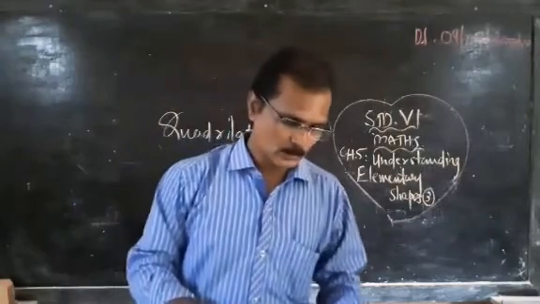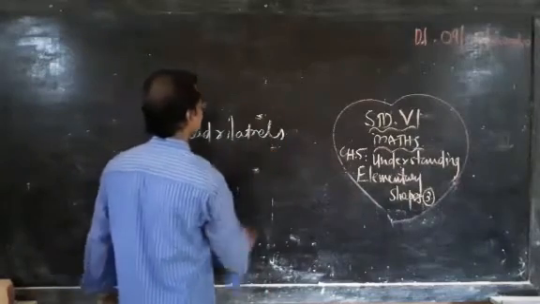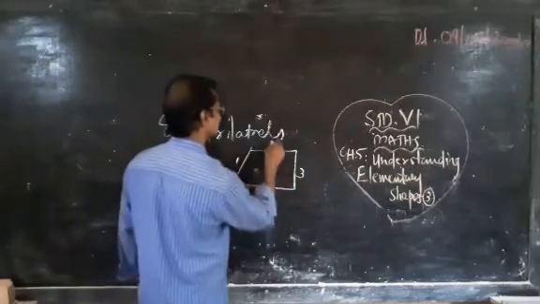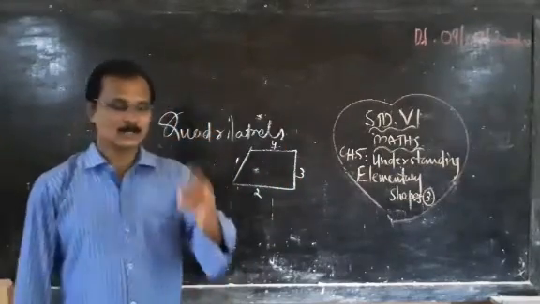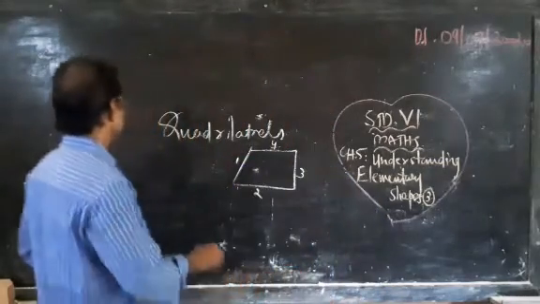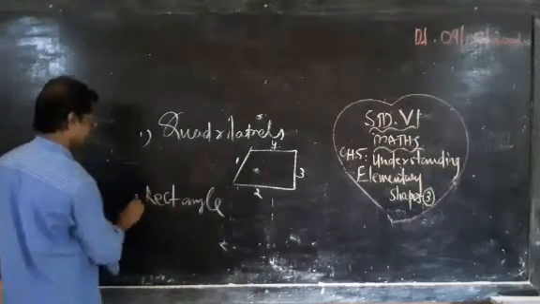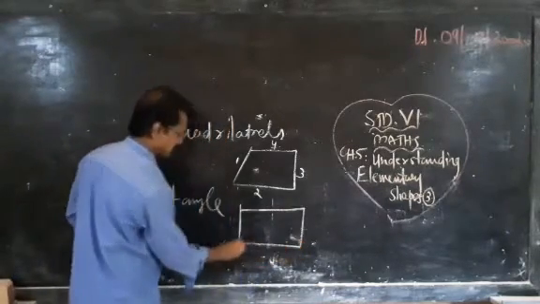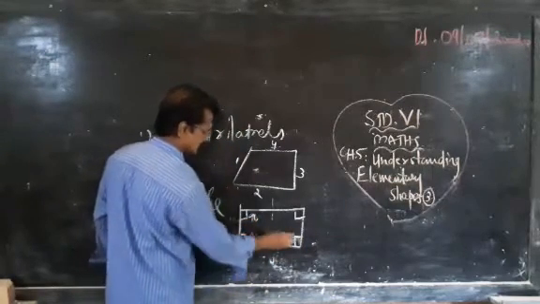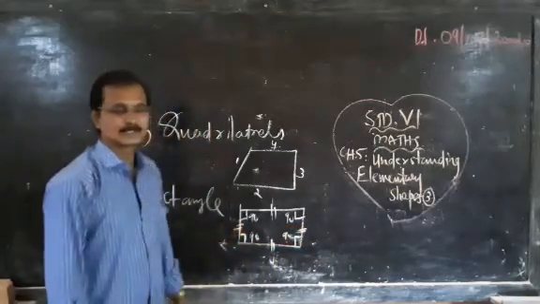A quadrilateral is a polygon with four sides. 1, 2, 3, 4. That is called a quadrilateral. And the next one is rectangle. In a rectangle, opposite sides are parallel and all the angles are 90 degrees, and these two sides are equal and parallel.